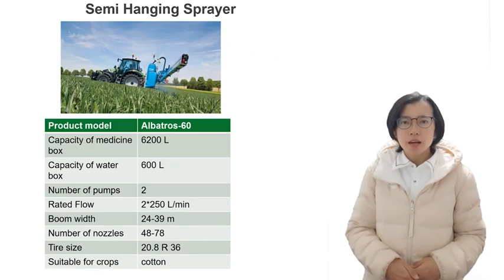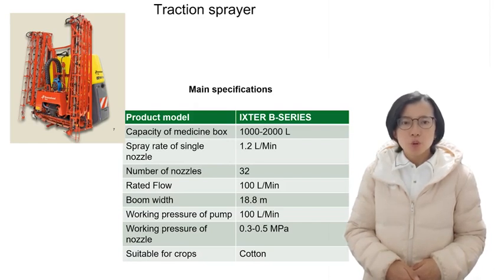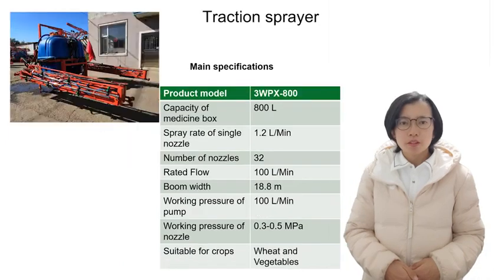This is a semi-hanging sprayer. The capacity of the medicine box is 6,200 liters. This is a traction sprayer. The capacity of the medicine box is between 1,000 and 2,000 liters. And the spray rate of a single nozzle is 1.2 liters per minute. This is another traction sprayer.